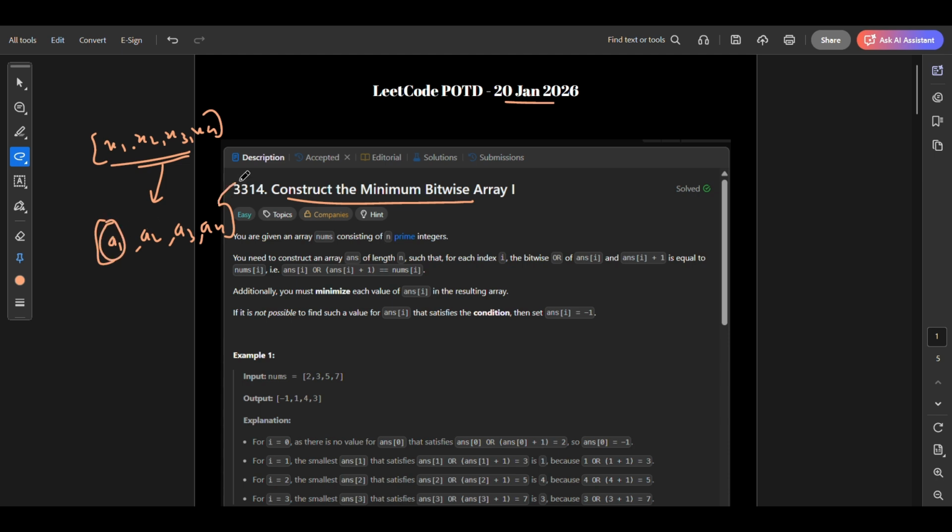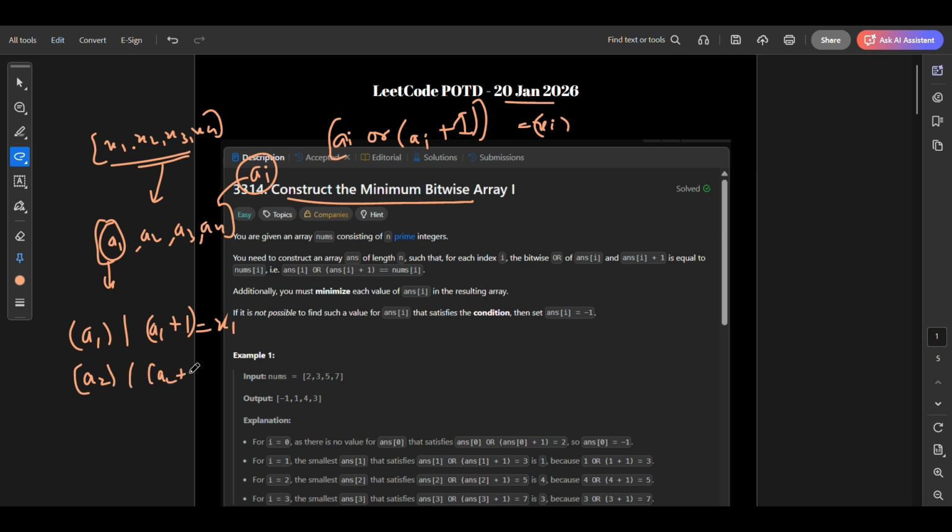It is saying that every component, every ai of the answer array, should be such that ai OR (ai + 1) should be equal to xi. That means in this example, a1 OR (a1 + 1) should be equal to x1, and similarly a2 OR (a2 + 1) should be equal to x2. This is the whole idea of this question.